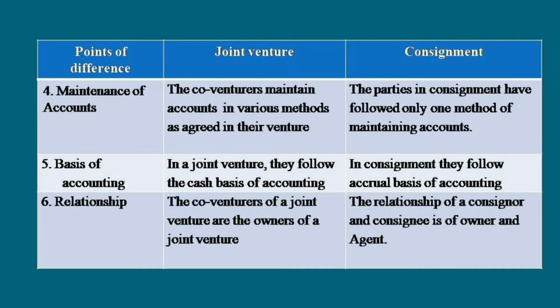With regard to basis of accounting, in a joint venture, they follow the cash basis of accounting, whereas in consignment, they follow the accrual basis of accounting. With regard to relationships, the co-venturers of a joint venture are the owners of the joint venture, whereas in consignment, the relationship of consignor and consignee is that of owner and agent.